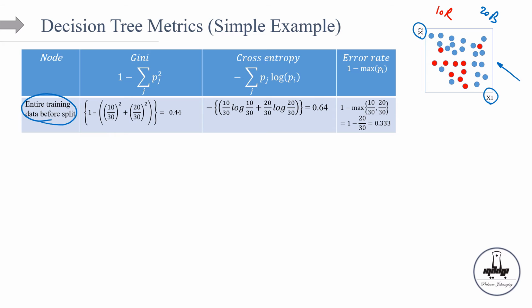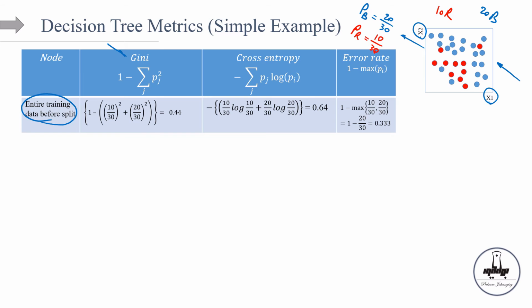So in this example, in this box here, what is the probability of blue? We have 20 blue and 10 red, so it's going to be 20 divided by 30. What is the probability of red? It's going to be 10 divided by 30. So with that, let's calculate these measures. Okay, starting with Gini, maybe.